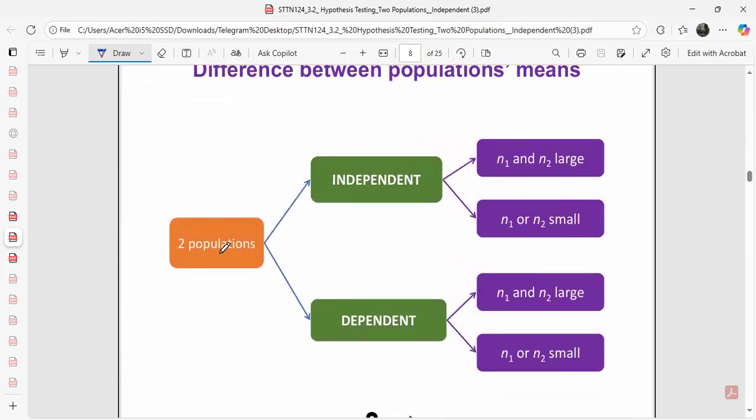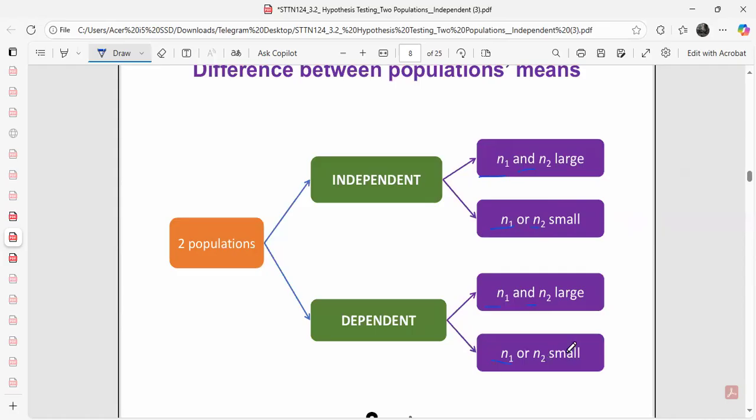Now, I believe you saw the method for one population, where you can use either the one for the large sample or the small sample. Under the two populations, we have independent and dependent. When you check, you need to check if N1 and N2 are large, and check also if N1 or N2 are small. Check also under the dependent if N1 and N2 are large, and if N1 or N2 are small.